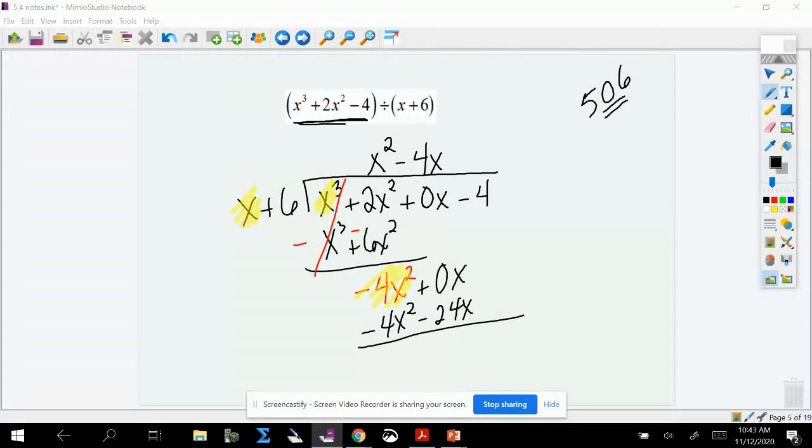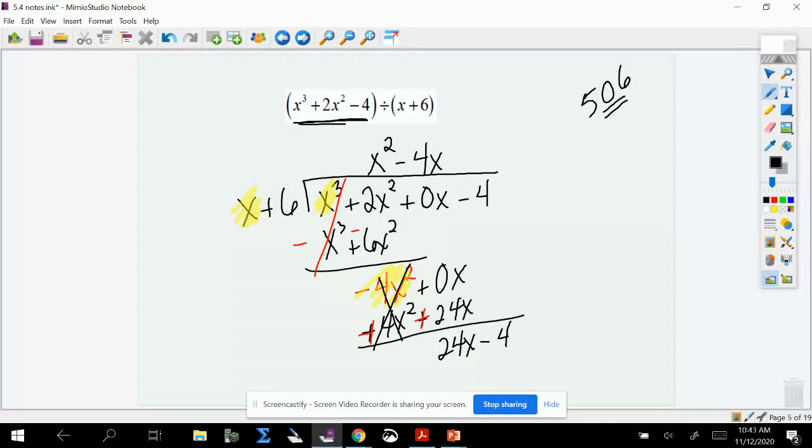I'm going to subtract. So let me change my signs. Oh, I should have done another color. Let me mark over that so you can see I did change my signs. So I end up with my 4x squared, my negative 4x canceling. 0 plus 24 is 24x. Drop down my minus 4.